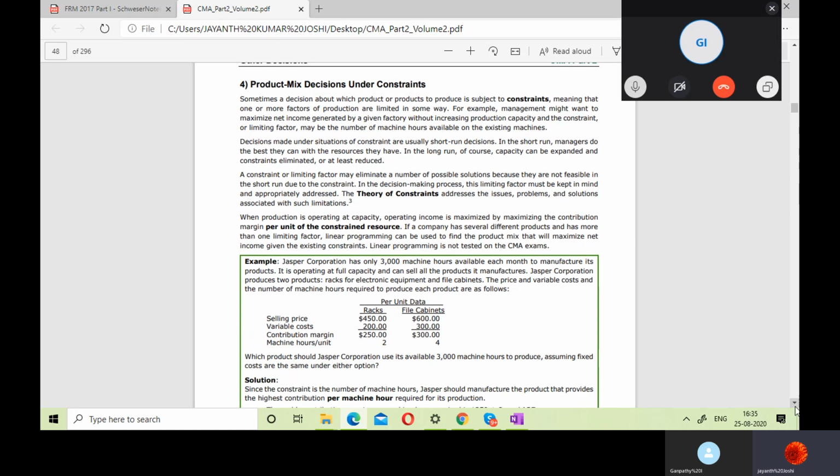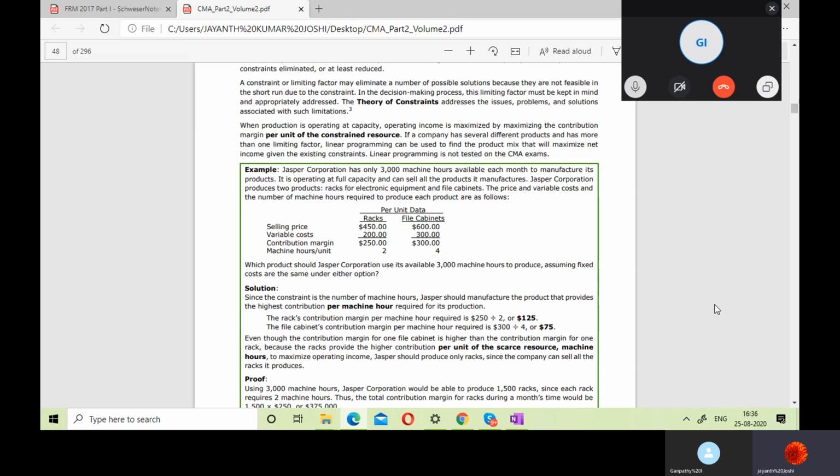So decisions made under situations of constraint are usually short-run decisions. In the short run, managers do the best they can with the resources they have. Now you have to see, but that is not the 100% solution. As I said, in case of my classes, I cannot at every point of time go with that strategy. So in the long run, when we understand that we are facing a problem, we should try to overcome that. But as of now, we can't. See, many times you can't take any decision in haste, like in a hurry.